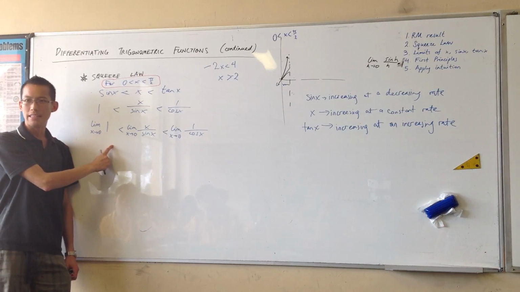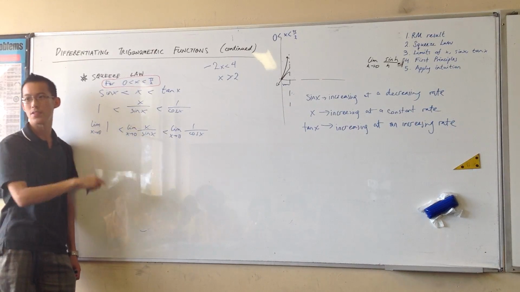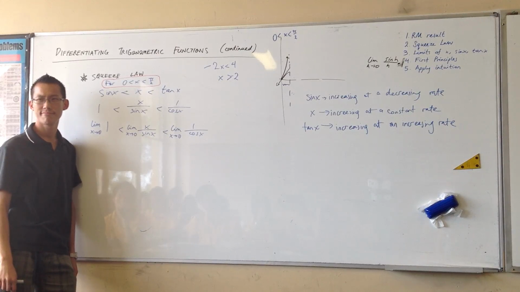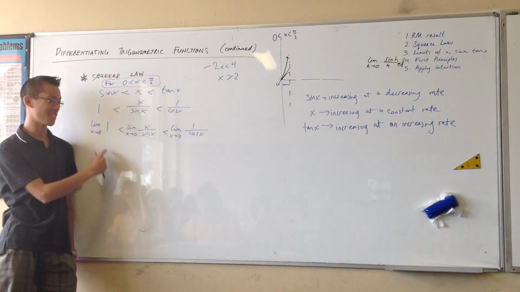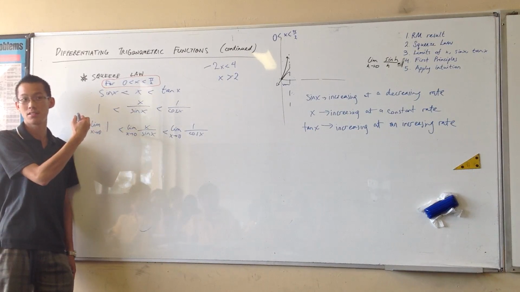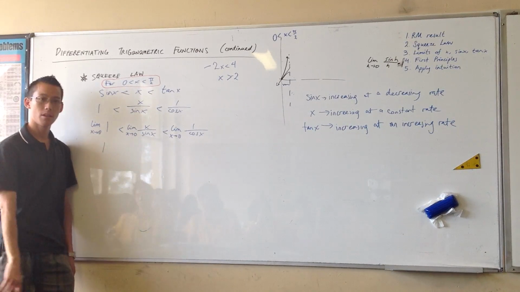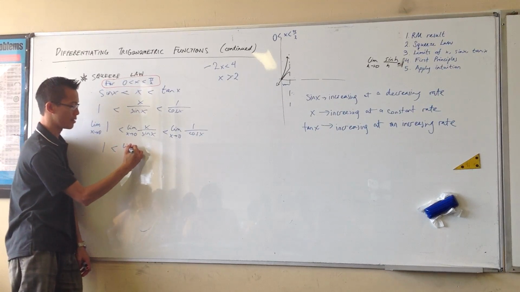What's the limit as x approaches 0? How is this thing behaving? It's just a constant, right? It's just 1. It's always 1. It doesn't give a rip what x is doing, so it's just 1. This limit in the middle, I'm going to leave as it is.